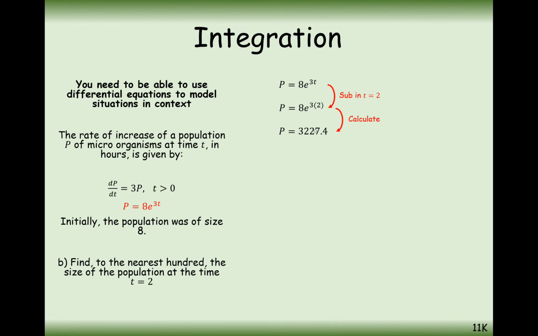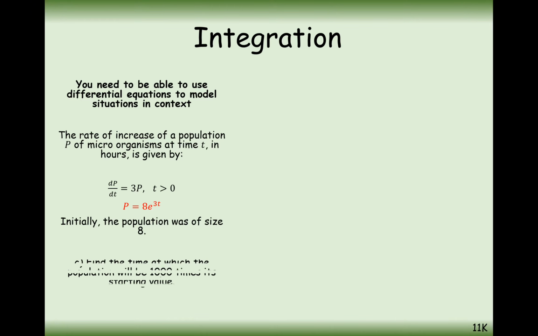So that would be 3,227.4. To the nearest 100, that would be 3,200. Part C is find the time at which the population is 1,000 times its starting value, or in other words 8,000.